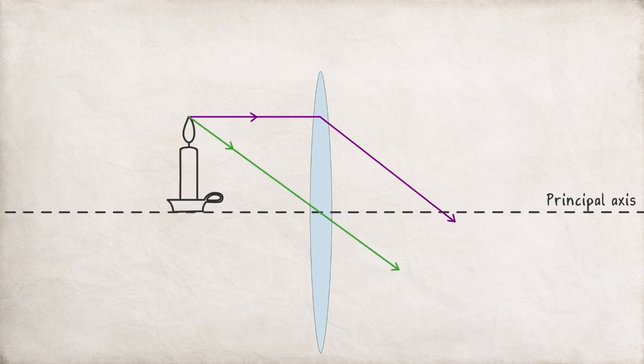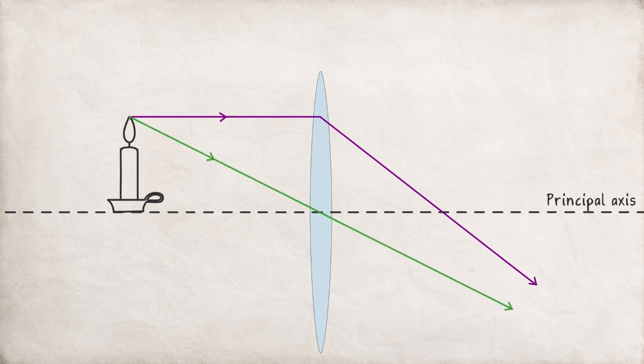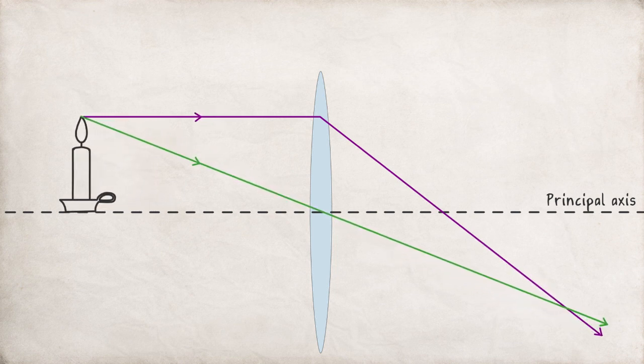If we move the candle back farther to the left of the focal point, the bottom light ray will refract so that it intersects the top one on the right side of the lens. A person looking at the candle through this lens would see the real image rather than the actual object. The real image would also appear upside down, inverted, compared to the actual object.